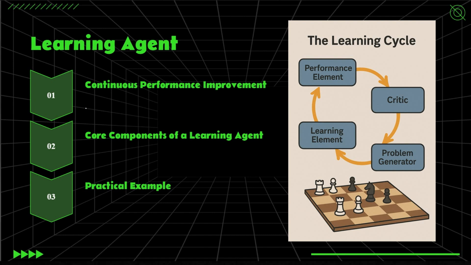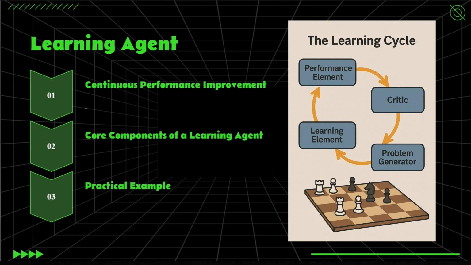An example of this would be a chess playing AI. At first it may lose a lot, but after each game it analyzes what worked and what didn't work. The critic gives feedback. For example, it's going to say, oh, you lost because you exposed your king. Then the learning element updates the strategy accordingly. So the next time it plays, it performs better. Over time the agent becomes stronger and smarter because it is learning from its experience.